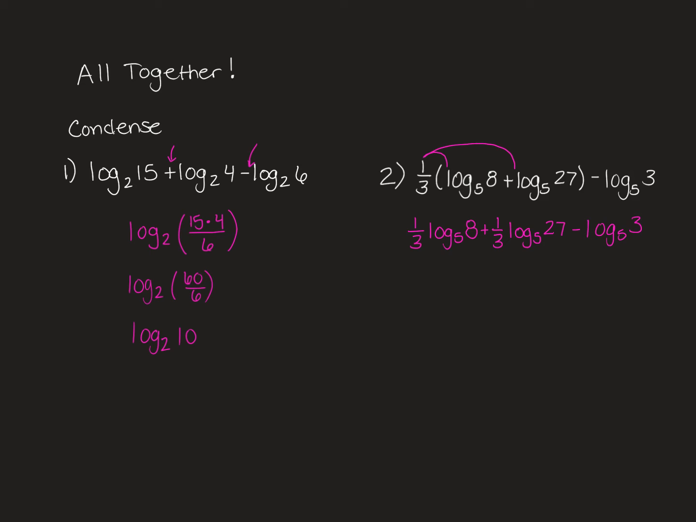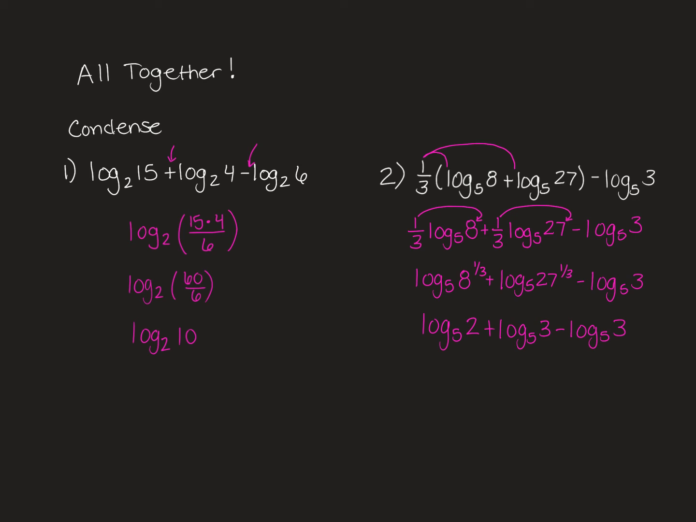So I like taking cube roots of small numbers, so I'm going to do my power property first. So this 1/3 is actually the power of these logs. So I have log base 5 of 8 to the 1/3 plus log base 5 of 27 to the 1/3. Now if it's to the 1/3 power, you're taking a cube root. So the cube root of 8 is 2. So I have log base 5 of 2 plus the cube root of 27 is 3, so I have log base 5 of 3 minus log base 5 of 3.